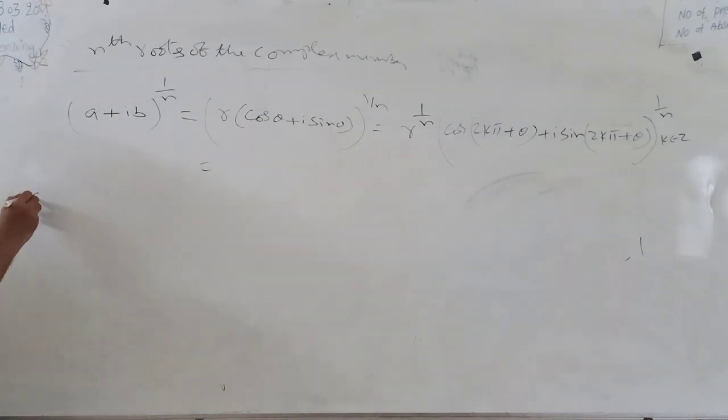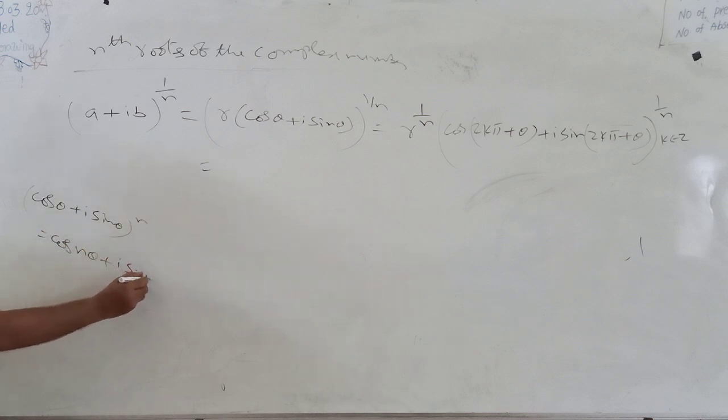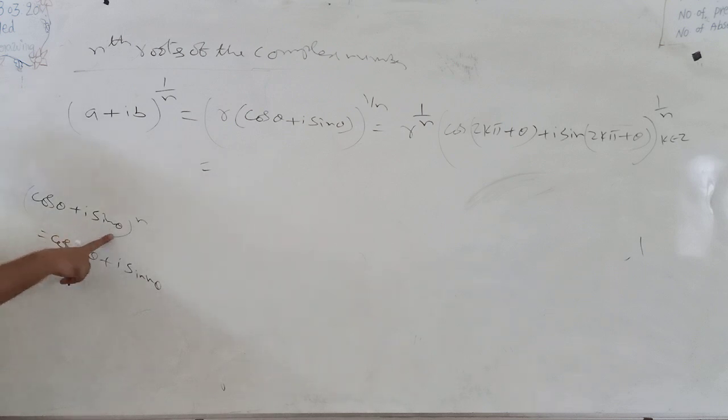That one was already completed last week. I told that (cos theta plus i sin theta) whole power n equals cos n theta plus i sin n theta. This is called De Moivre's theorem.